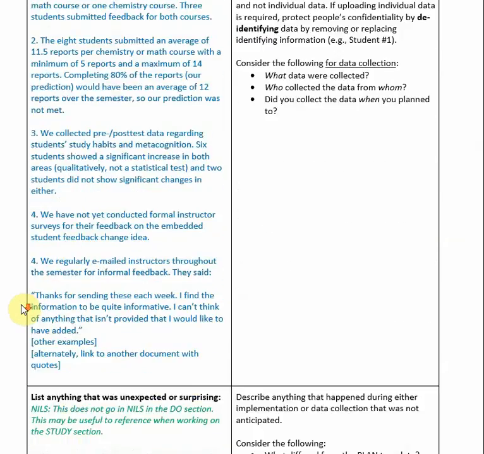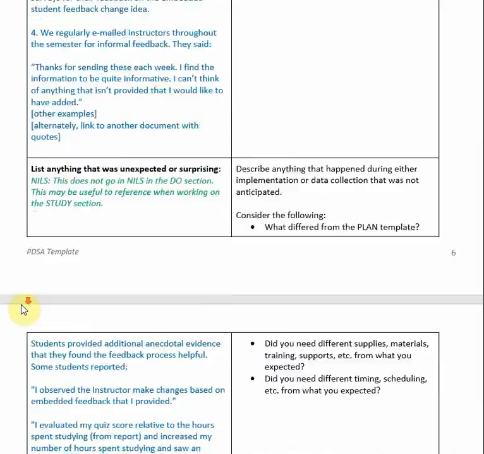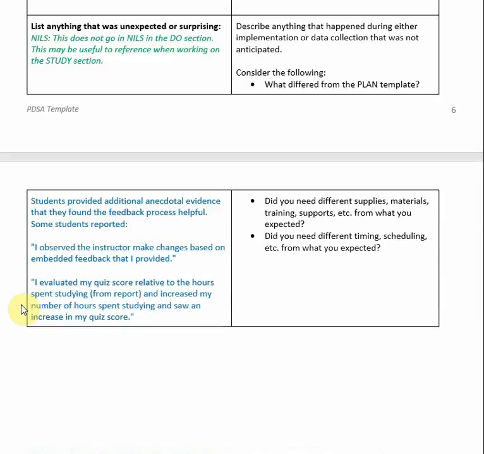Scrolling to the third section, this is where you and your improvement team can document anything that was unexpected or surprising. Remember, the unexpected and surprising does not mean you did your planning wrong. It means that you encountered new opportunities to notice, to document, and to learn.